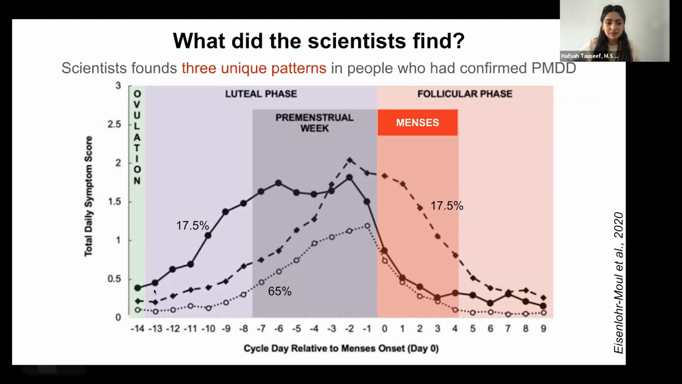The second pattern we found, the diamond dash line, is the severe premenstrual week late offset group. About 17.5% of participants presented with this pattern. They had really intense symptoms for 1 week prior to menses, but symptoms took a while to recover.